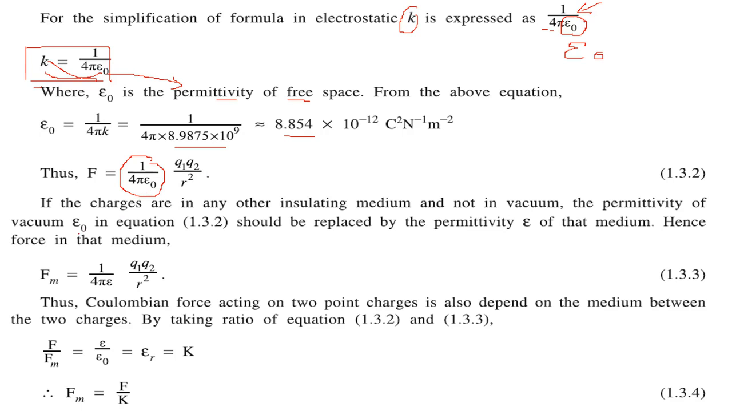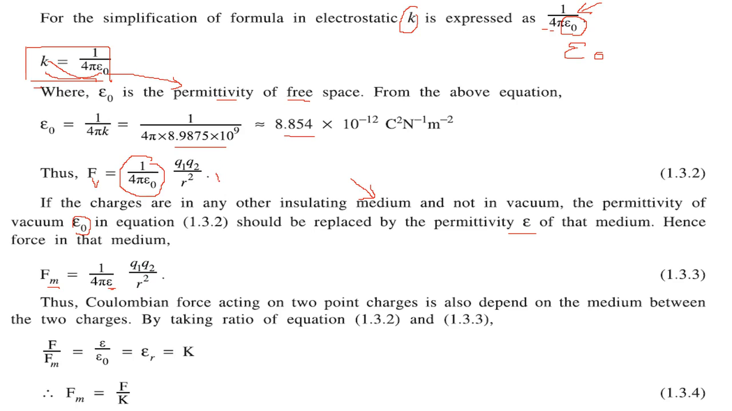Now this epsilon 0 is for vacuum. If you are taking some medium, not vacuum, then you can put epsilon 0 as epsilon of that medium. This force was for vacuum, so let me write it as Fv. And this is now the force for some medium: Fm equals 1 by 4 pi epsilon, not epsilon 0, this is for the medium, Q1 Q2 by r square.